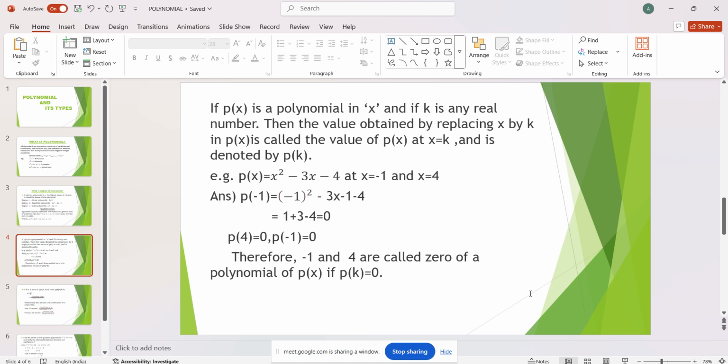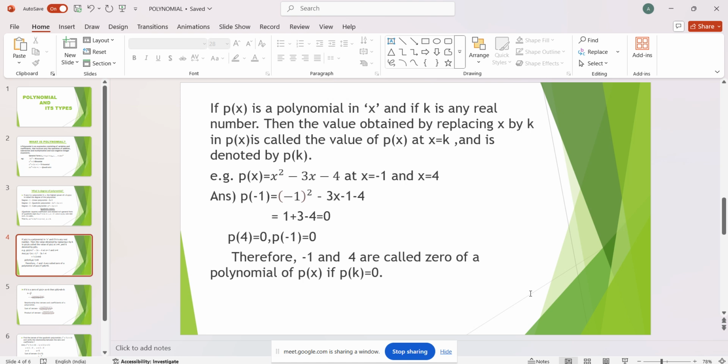Then another one, x equals 4. Put the value of x as 4 in the polynomial. So p of 4 equals 4 square minus 3 into 4 minus 4. 4 square equals 16, minus 3 into 4 is minus 12, then minus 4. Minus 12 minus 4 is minus 16. So 16 minus 16 equals 0.